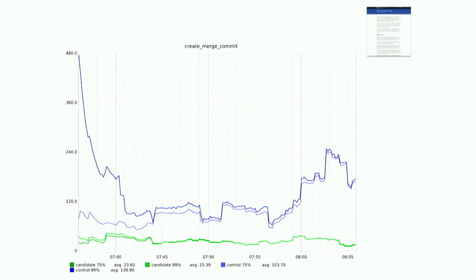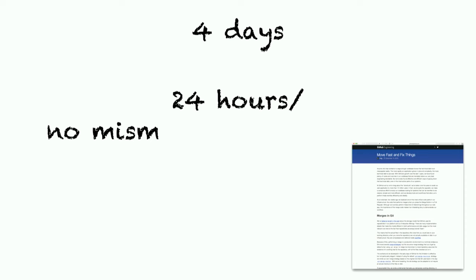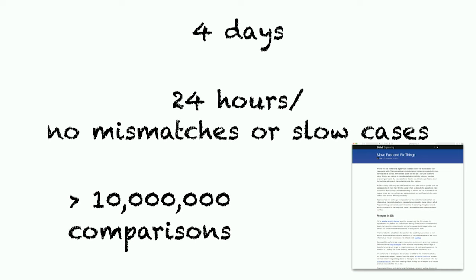They ended up running this experiment for 4 days, until they had 24 hours with no mismatches or slow cases. Over the course of those 4 days, they did more than 10 million comparisons, so they had really high confidence that the new code was doing exactly what they wanted when they stripped the old code away and left the new code in place. A great example of incremental change at the architectural level, making structural changes without creating instabilities around that change.